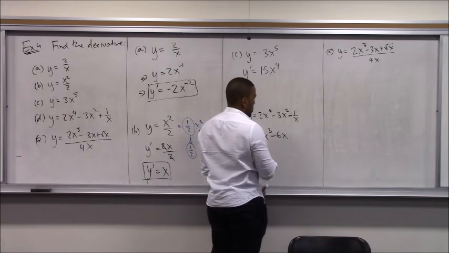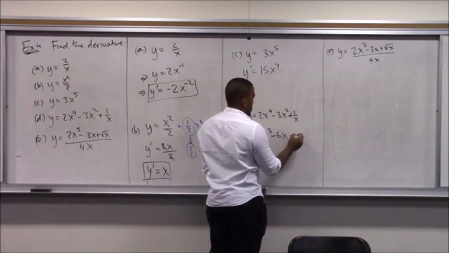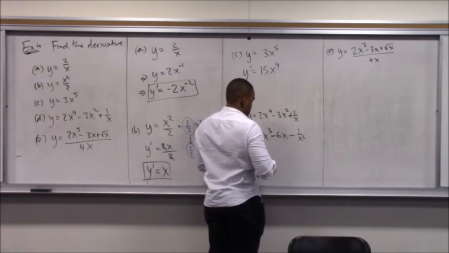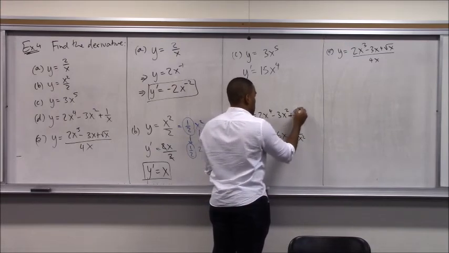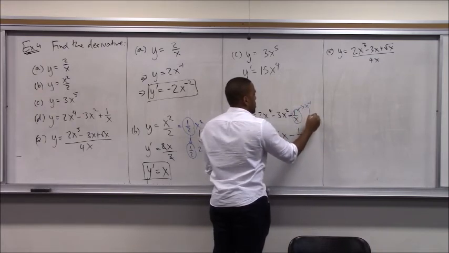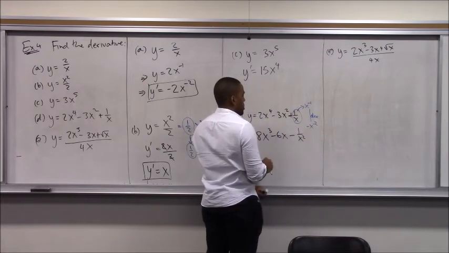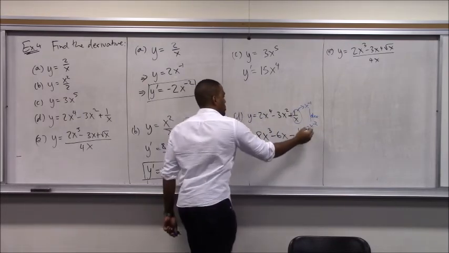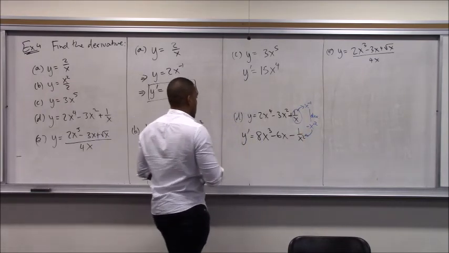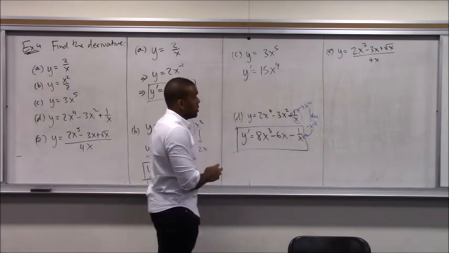What about this one? Minus 1 over x squared. Or you can just realize that this is x to the minus 1. So its derivative is minus x to the minus 2, which is going to be that. Differentiating things like this shouldn't take you any time.